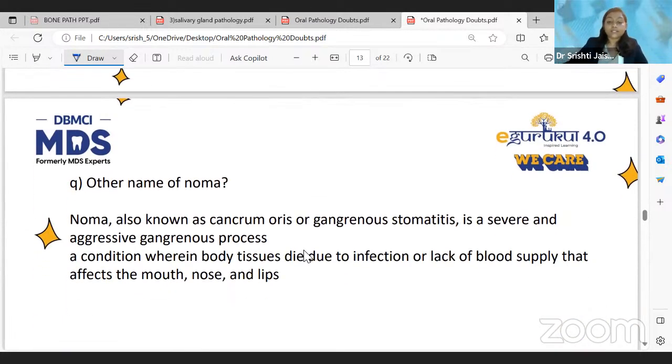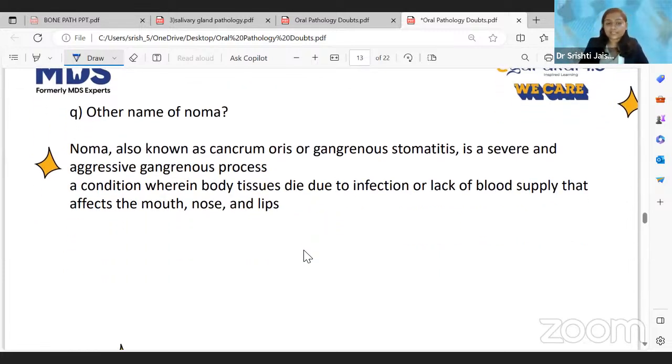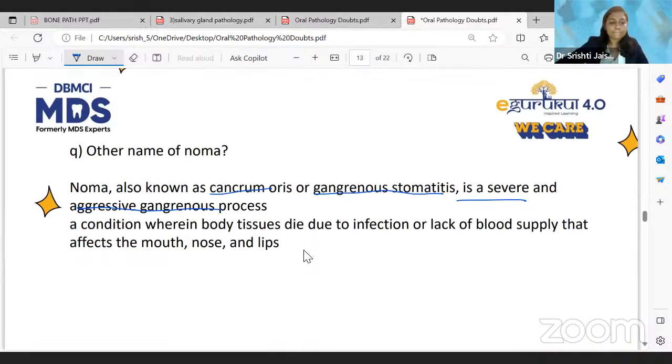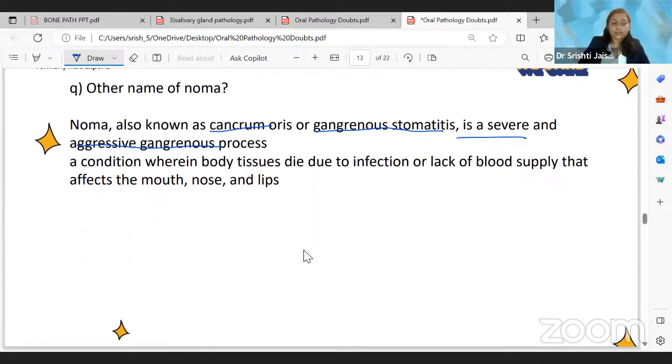Okay, so what is the other question? What is the other name of noma? Noma is also known as cancrum oris, or it is also called gangrenous stomatitis. It is a very severe, aggressive, gangrenous process. So here the answer is gangrenous lesion. In this condition, the body tissues die due to infection or lack of blood supply, and it affects the mouth, nose and lips. It is a severe destruction type of lesion occurring in the mouth, nose and lips.